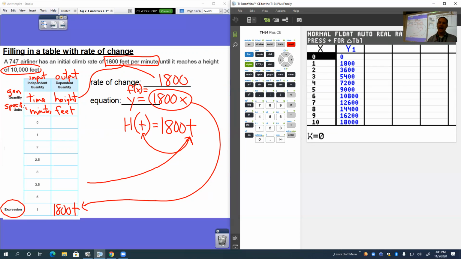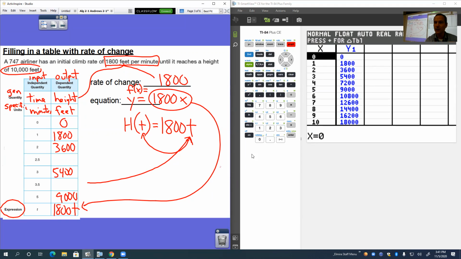Now notice that the x column counts by ones. That helps me out for these. So 0 is 0, 1 is 1800, 2 is 3600, 3 is 5400, 5 is 9000. Now there is a way to get the 0.5s as well without having to sub them into the equation.